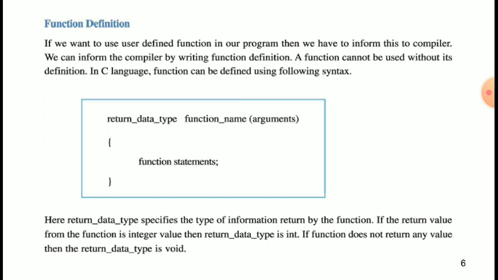Here the return data type specifies the type of information returned by the function. If the return value from the function is an integer value, then the return data type is int. If the function does not return any value, then the return data type is void.